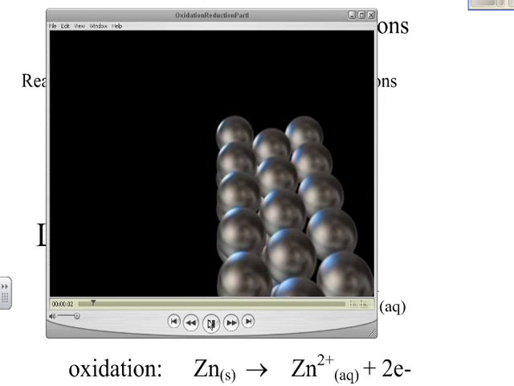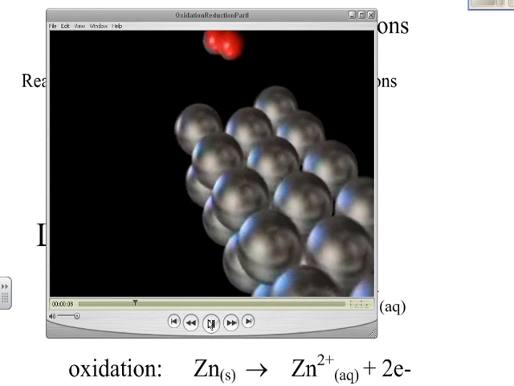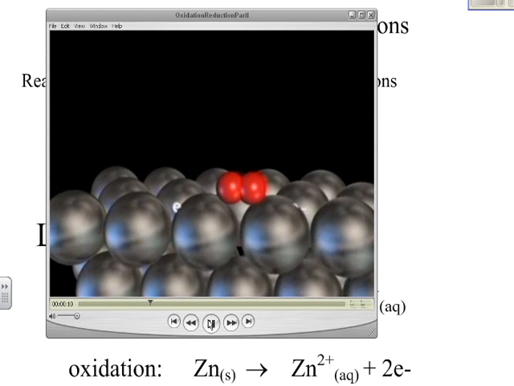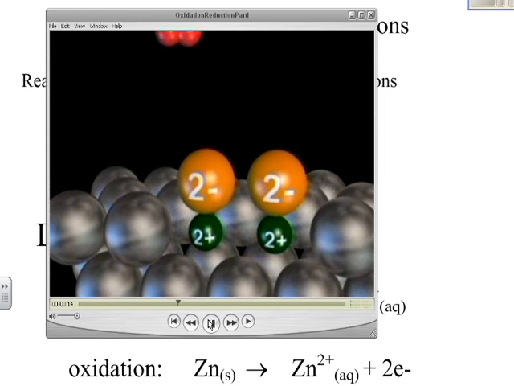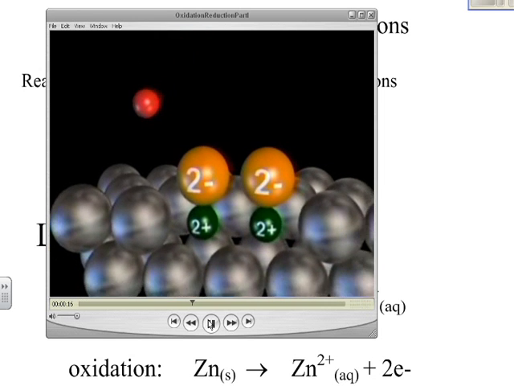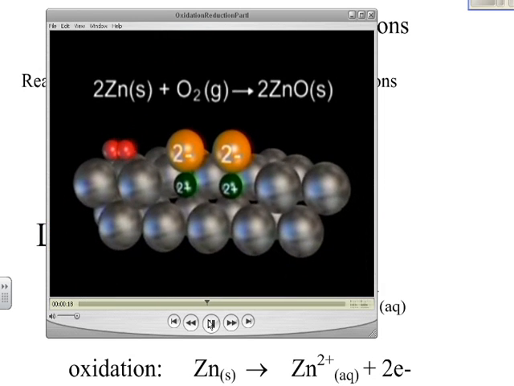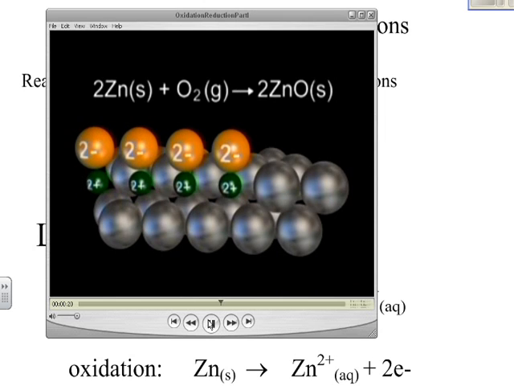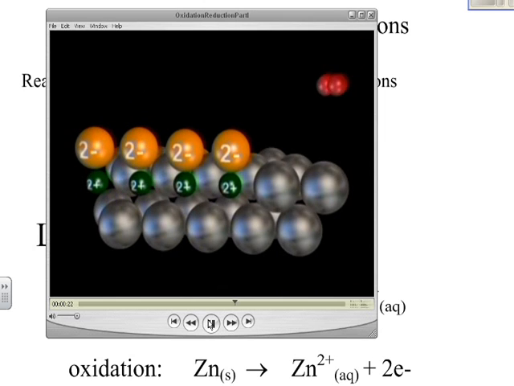When zinc metal is exposed to oxygen at high temperature, it reacts to form zinc oxide. Electrons are transferred from zinc to oxygen, creating oxide and zinc ions. We say that zinc has been oxidized. The oxidation of zinc by molecular oxygen is an example of an oxidation-reduction reaction.